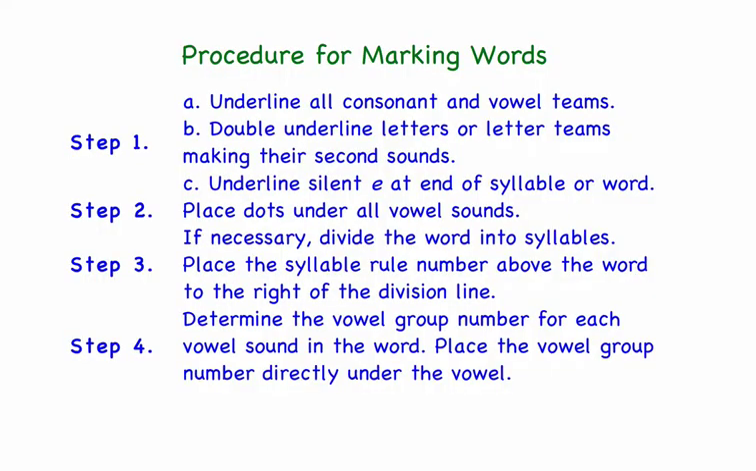Now also let's review the marking procedure for words. You first of all underline any consonant or vowel teams, double underline any letters representing their second sounds, underline a silent E if there is one in the word. Then you would place dots under all vowel sounds, and if you have multiple vowel sounds in a word, you have a multiple syllable word, and you have to apply a syllable rule number to the word to indicate why you divide the word where you do. And then finally, after you've done all of that, you assign a vowel group number to the individual vowel sounds in each of the syllables within the word.